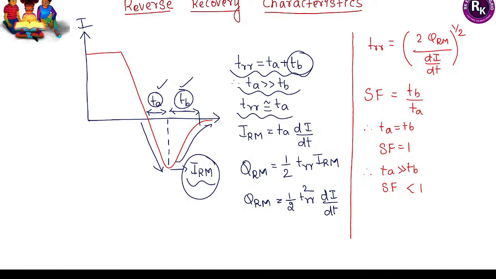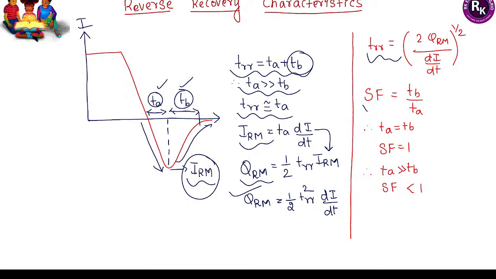Then further I can write the expression IRM equal to TA into di/dt, and QRM will become half TRR into IRM. Here, if you substitute the value of IRM, that will give you the value of QRM. Further, you can calculate the value of reverse recovery time from this.